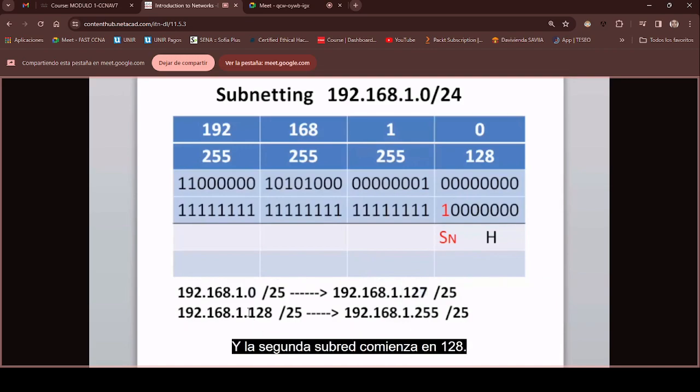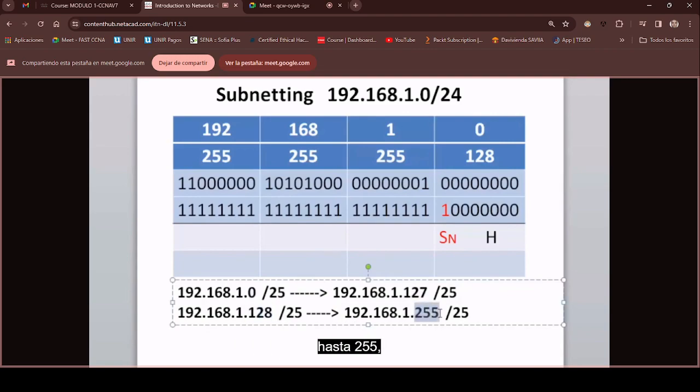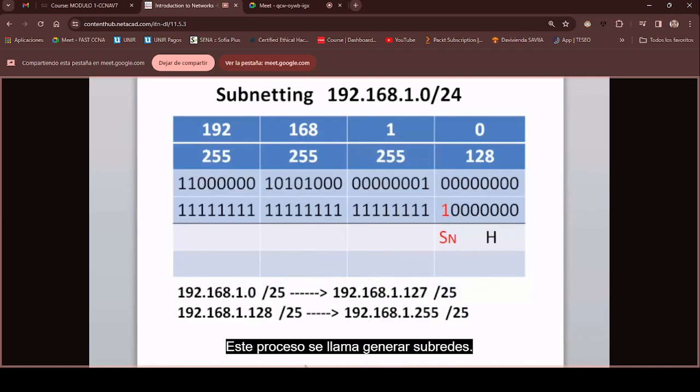And the second subnetwork starts at 128, so this is the network address because it's the first address, all the way up to 255, and since this is the last address, this is the broadcast address. In other words, the first address in the subnet is the network address, and the last address in the subnetwork is the broadcast address. This process is called subnetting.